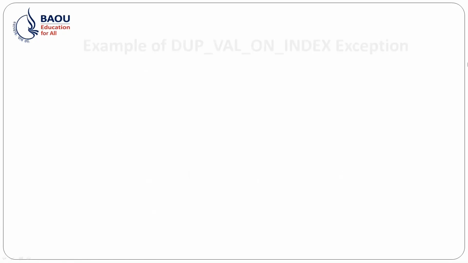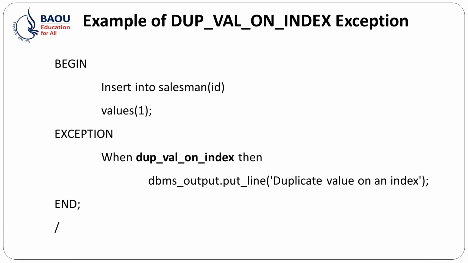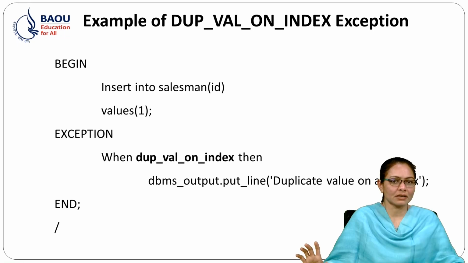Now, the next is the duplicate value on index exception. The duplicate value on index exception is raised when the SQL statement tries to insert a duplicate value in an ID column of the salesman table on which a primary key or unique constraint is defined. See, in this example, in the salesman table, the ID column is a primary key.